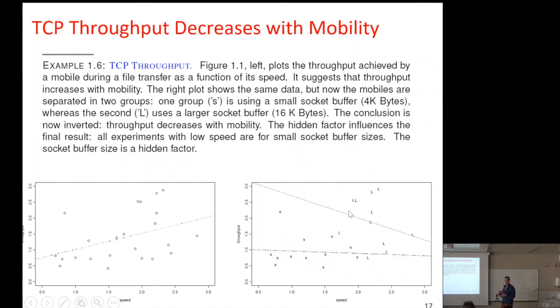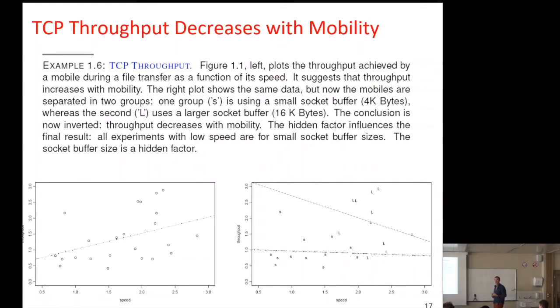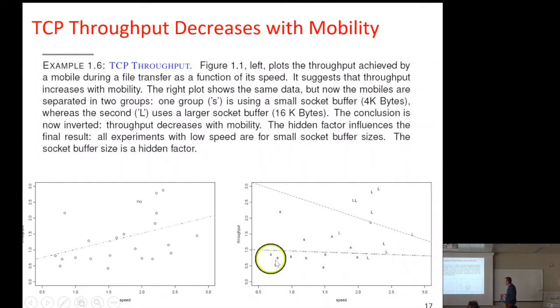Therefore, the conclusion is reversed. We had the impression before that it was increasing, but in fact it was increasing because there was a hidden factor that was probably as important as the factor of interest, and this hidden factor was not properly randomized. We had all the slow speed devices at small socket buffer size. It's stupid, but if you don't look for it, perhaps you will not know it. And the large buffer sizes are also only for the high-speed devices.